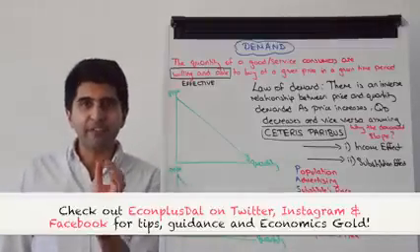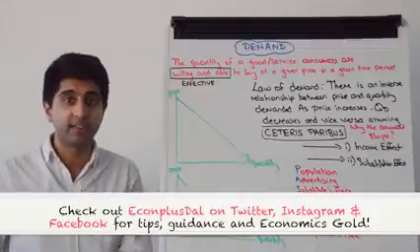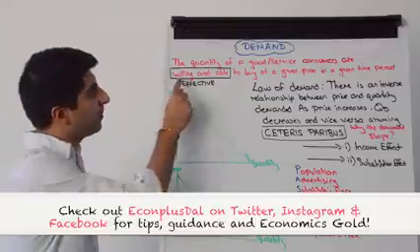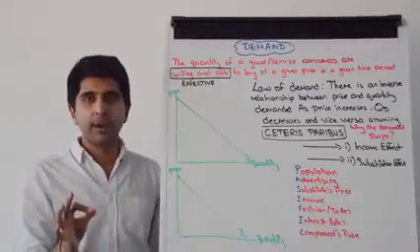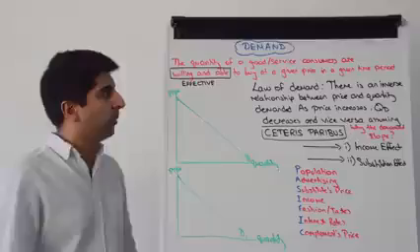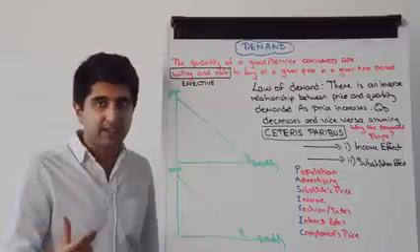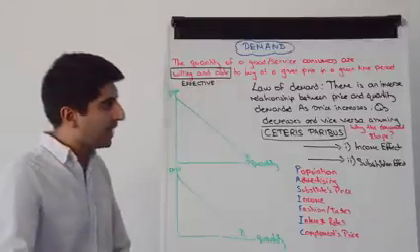Demand has to be effective in economics for it to exist. By effective, consumers have to be both willing and able to buy something for there to be demand in economics. Demand has to be effective, we call it. Consumers are willing and able.